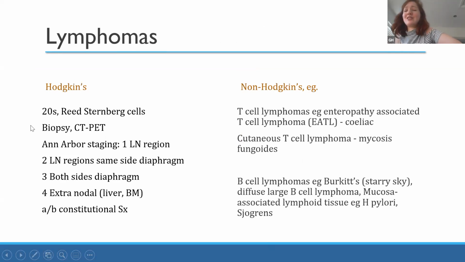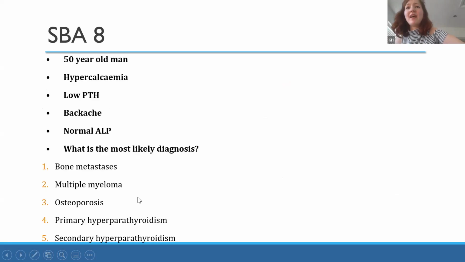For Hodgkin's, as I said, it's usually people in their 20s. You get Reed-Sternberg cells or owl-eye cells. Learn this staging system, the Ann Arbor staging system. It's really easy to learn. I think it's the easiest staging system to learn for exams. And you can get questions where they just give you a stem and you just need to stage it. So learn it.